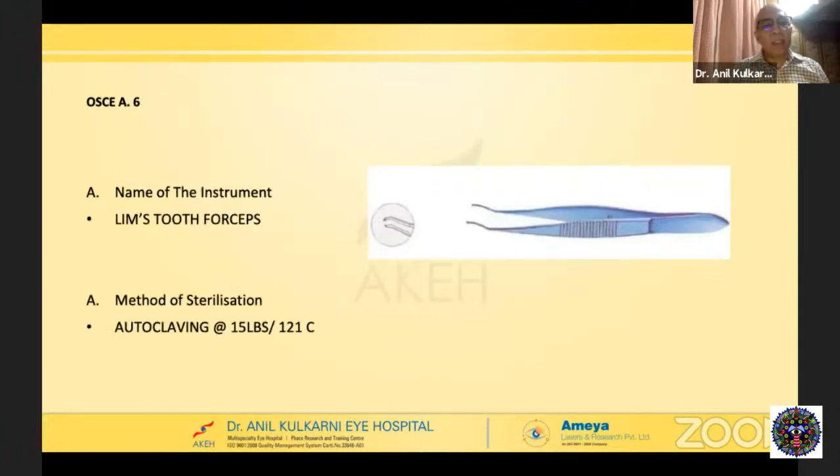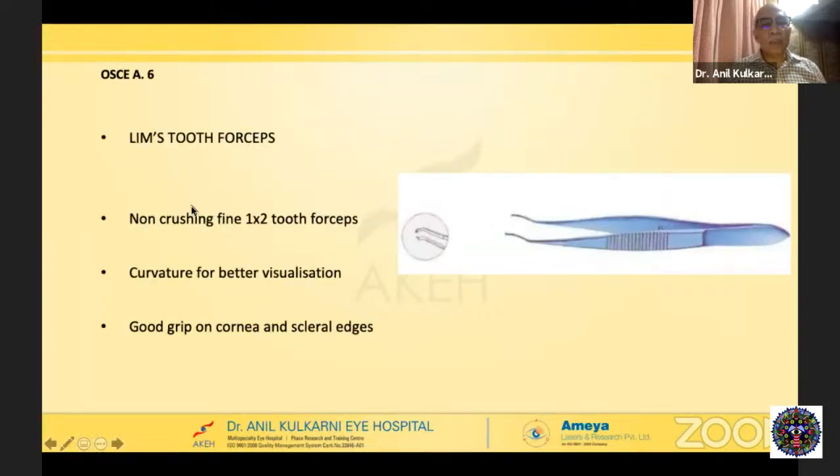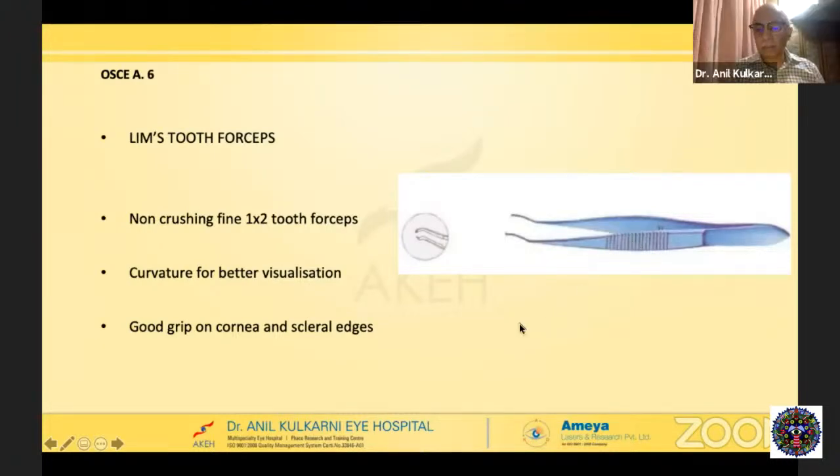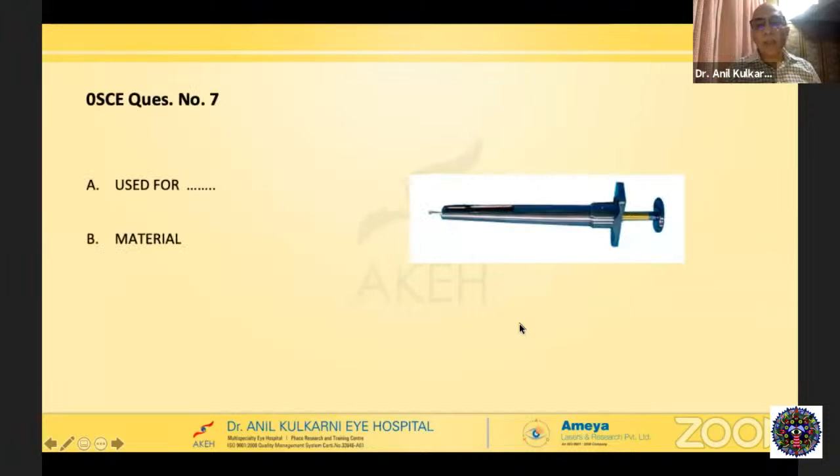The name of the instrument is Lims tooth forceps. The method of sterilization is by autoclaving at 15 pounds pressure at 121 degrees centigrade. Lims tooth forceps has non-crushing fine 1/2 tooth forceps. The curvature is for better visualization through the microscope, so your hand doesn't come into the view. And these particular serrations are for good grip on the cornea as well as the scleral edges. Question number 7.